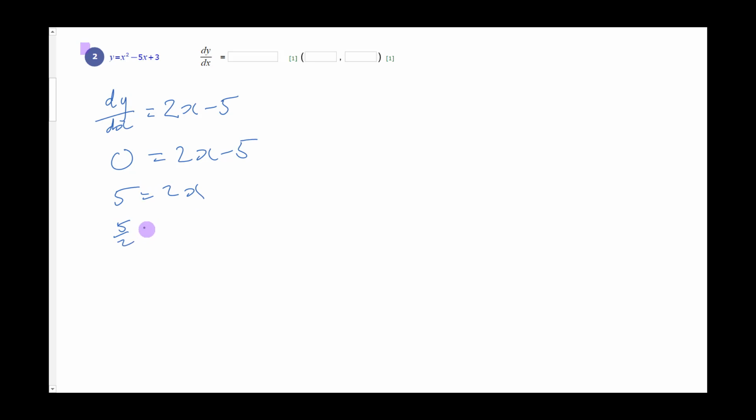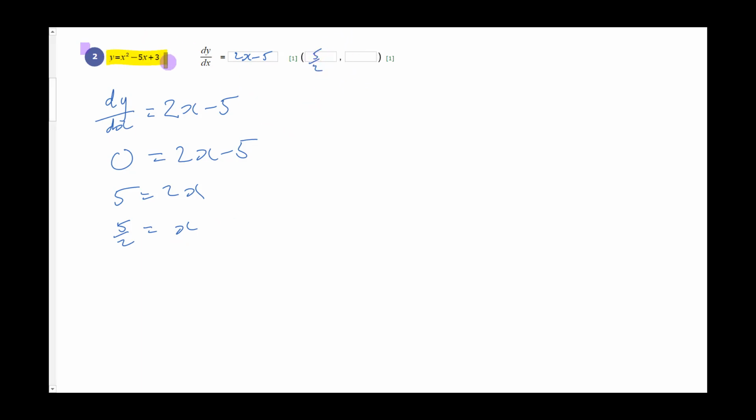Next one. So we want to find the stationary point for this one. So remember, we've got to differentiate first. So differentiate that, we get 2x. Minus 5x goes to minus 5, the plus 3 goes to nothing. We want to solve this equals to 0. That's where the stationary points are, where this thing equals 0. And we can see that 5 will equal 2x, so x will equal 5 over 2. So we can write in our answer to the derivative, and we can write in our x coordinate.